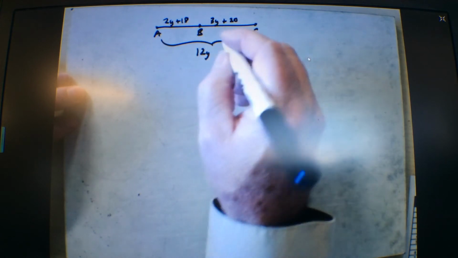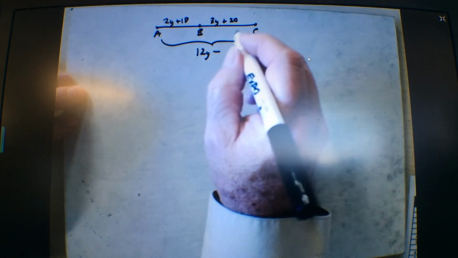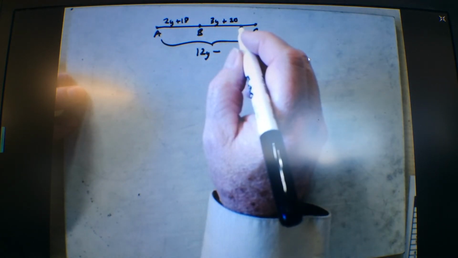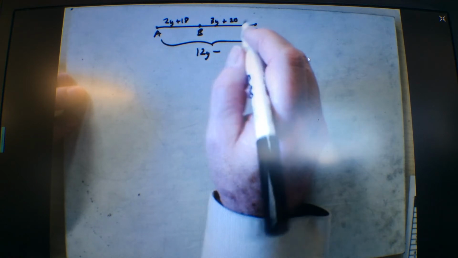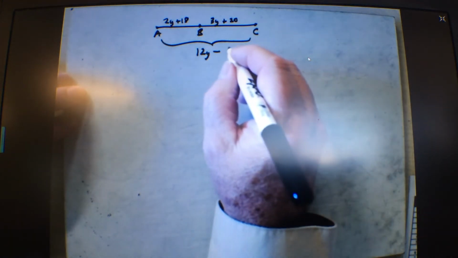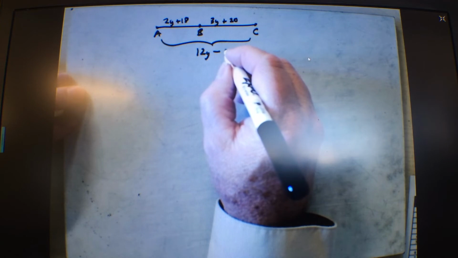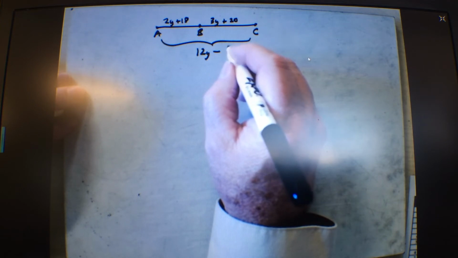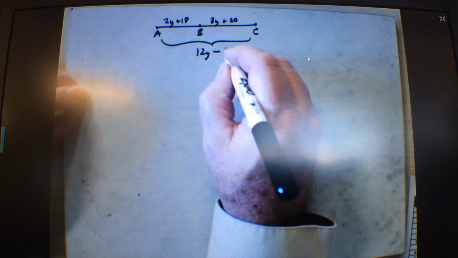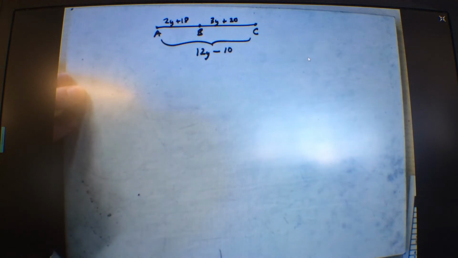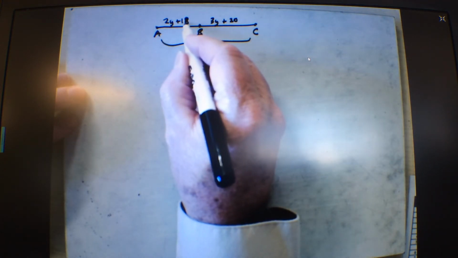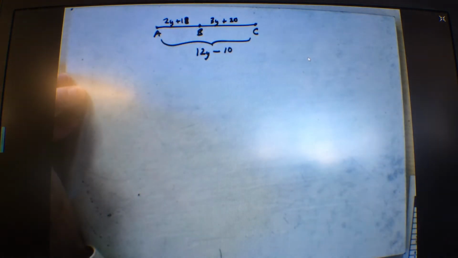12y minus, I don't know, 10. These are hard to make up because you get into negative numbers. Is that 18 at the top? Yeah, 2y plus 18. I don't know if that's any better.